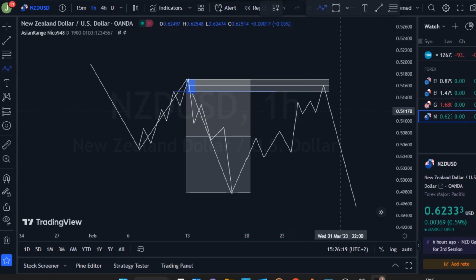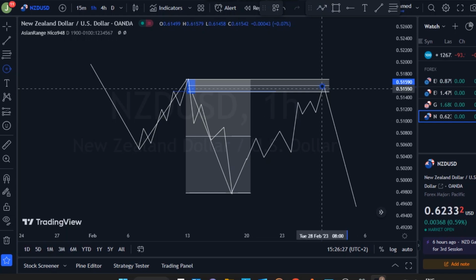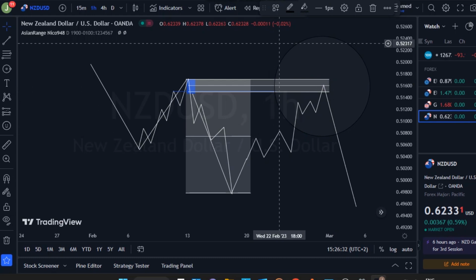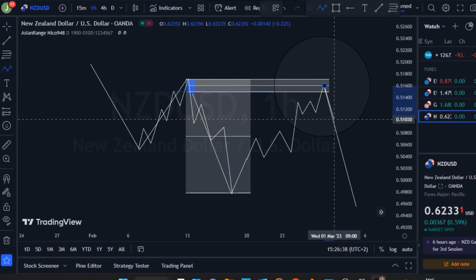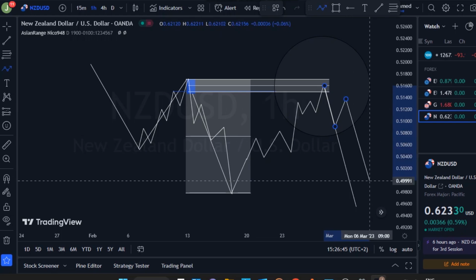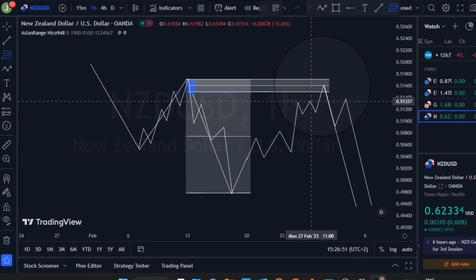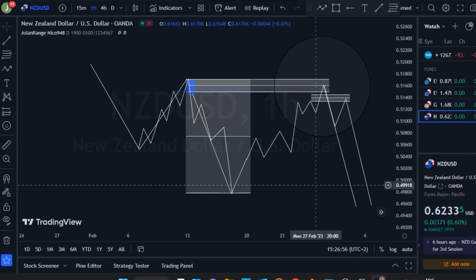I'm going to mark out the area. In this area here, we prefer to see a minor change of character, and then a confirmation entry: a minor change of character as the market touches into the order block, a push to the downside, and then a tap into our QML, a minor QML, and then a push to the downside, something like that. Sometimes the market doesn't return to our minor QML, but it's very important to take safe trades, as this will maximize your profits and minimize your losses.